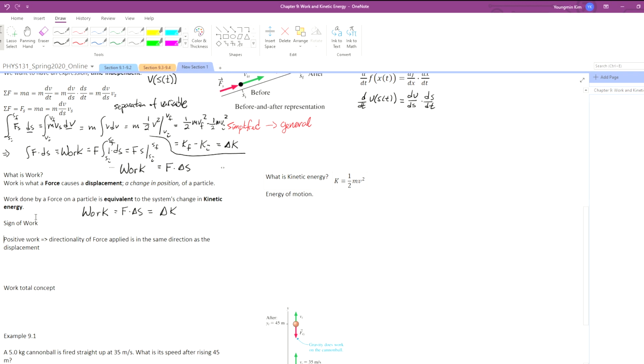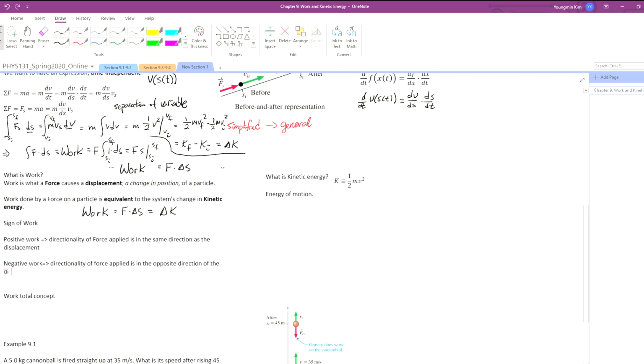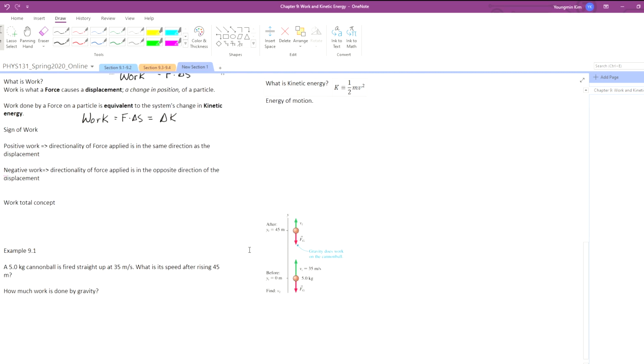And negative work would be that the directionality of the force applied is in the opposite direction of the displacement. Okay? Positive, negative.